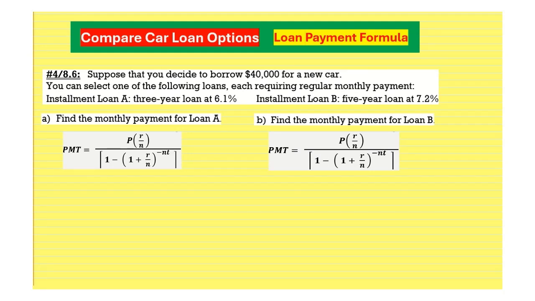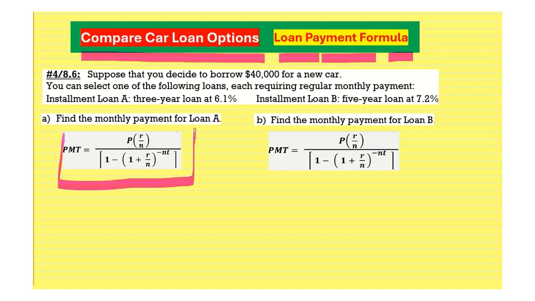Hello, this is Charlene. We are going to be comparing car loan options in this video. We'll be using the loan payment formula. That's this formula right here. This is the one we use for payment, but if you notice, we also have a P right here. This P stands for principal loan amount. So that is going to be how much we are going to borrow.